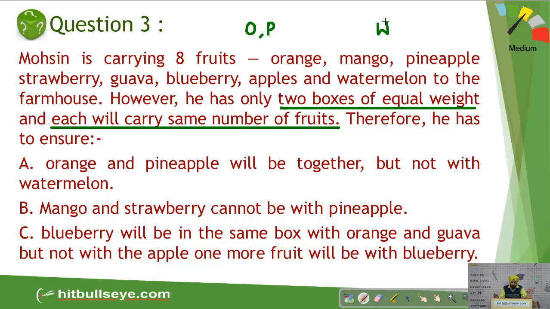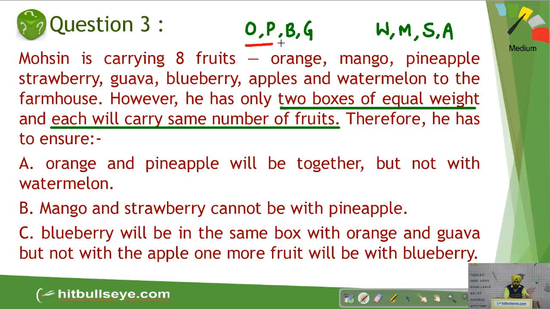Mango and strawberry cannot be with pineapple. Say pineapple has come here. This means mango and strawberry will go to the other side. Blueberry will be in the same box with orange and guava. So blueberry will come here, and guava will also come here. So one fruit left. And he says apple, one more fruit will be with blueberry. So this means apple will come here, because it's already given the number of fruits happen to be equal.